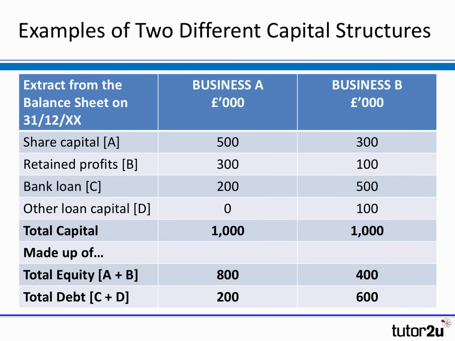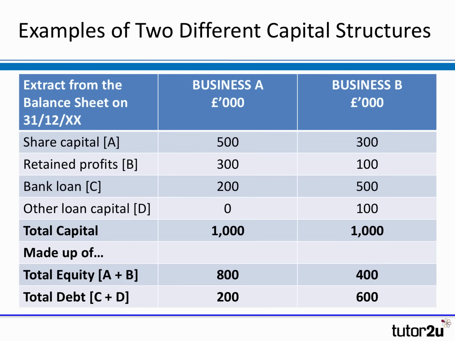Now, let's just have a look at a brief and simple example of what we mean by a capital structure and how they might differ. So on the screen here, we have some summary information extracted from the balance sheet of a couple of businesses. And let's take a look at business A to start with. It's got a total capital here of £1 million. The columns are in thousands of pounds. So it's a total capital of £1 million. And that comprises some share capital, which I've labelled A, some retained profits, which, as we've seen, is part of the equity structure, 300,000. And it's also got a bank loan, which I've labelled C, of £200,000.